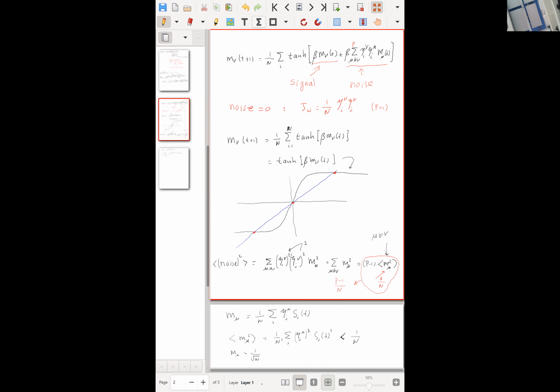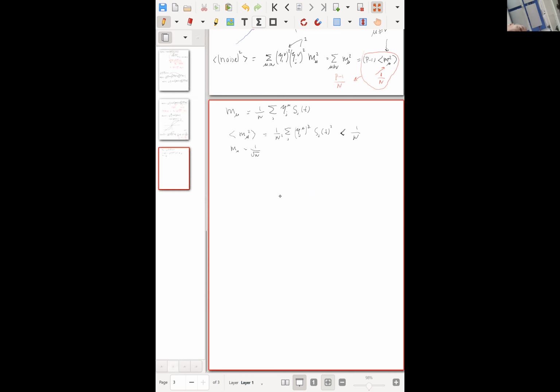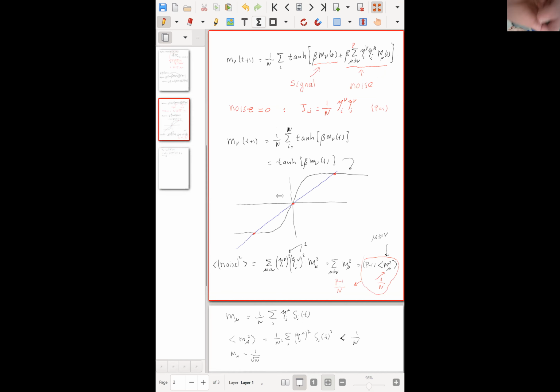Okay. So we can think of this noise as a random variable. So let's go back to our equation, move up a little. The key observation is the noise is just a random variable, and we figured out its approximate size.